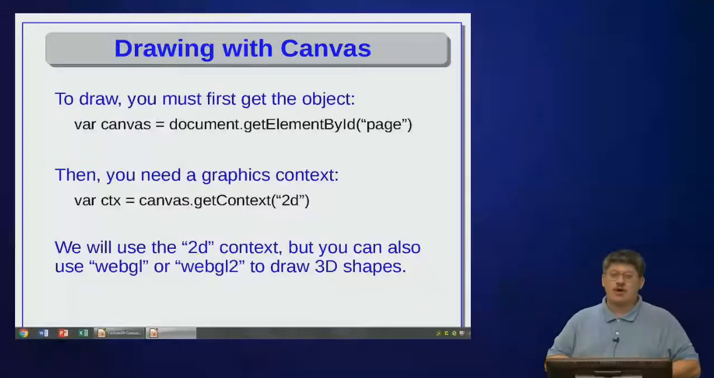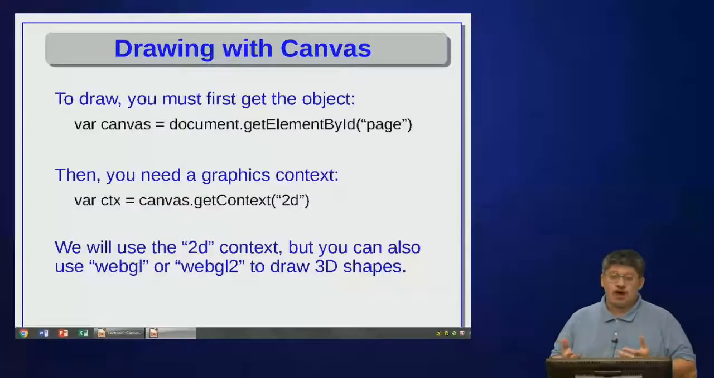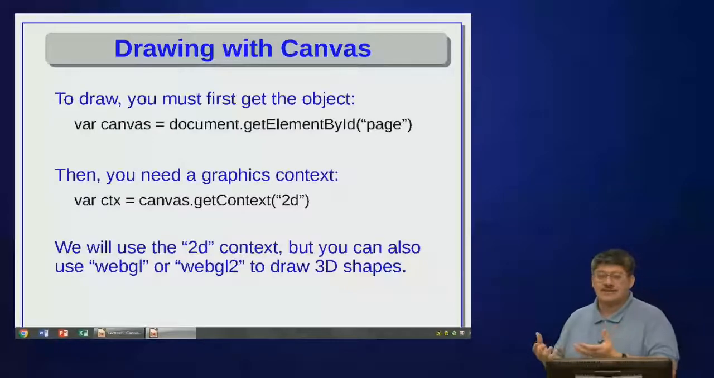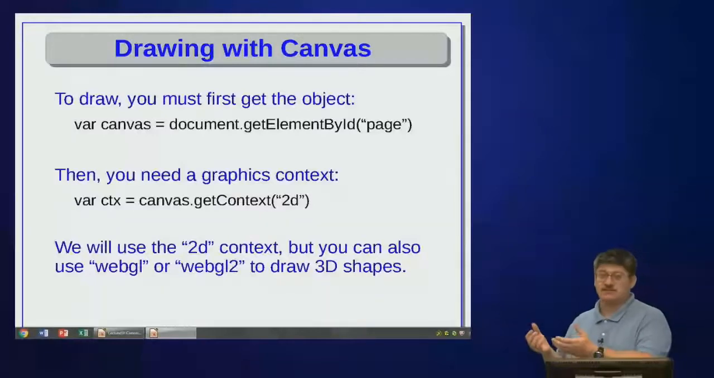The problem is I can't draw directly to the canvas object because it's a DOM object. It represents a node in the web page. It's not a drawing object. But every canvas object in the DOM has a function that you can call that gives you something called a graphics context. And a graphics context object provides the drawing functions that we want to use. So to get that object, we use the getContext method.